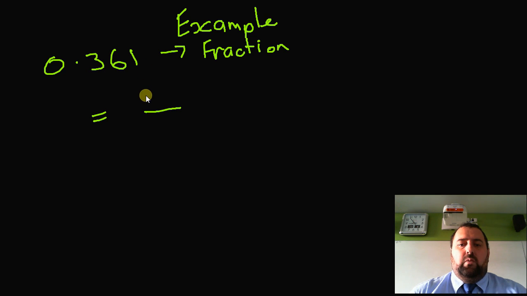So 361 goes on the top line of my fraction. I don't have a decimal point because the idea of fractions is that we are getting rid of the decimal point. And then on the bottom line, I'm going to put a 1. And since there were 3 decimal places in my original number, I'm going to put 3 zeros. So my answer is 361 over 1,000.